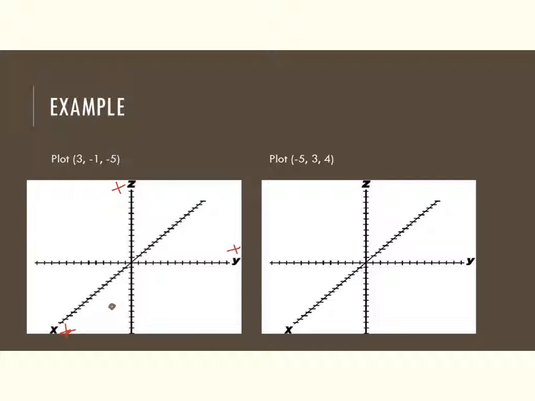Okay, so let's try again. This one, starting at the origin, I'm actually going to go back 5. 1, 2, 3, 4, 5. Went back 5. I'm going to go right 3, so 1, 2, 3, and I'm going to go up 4, 1, 2, 3, 4. So there's our spot. Okay.